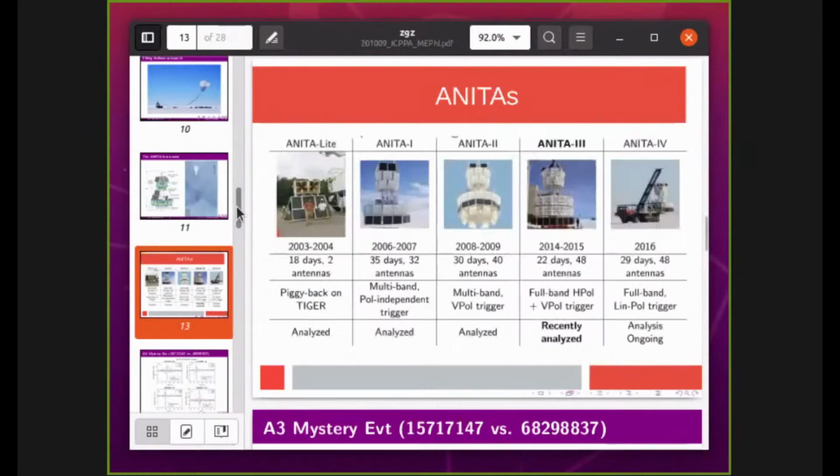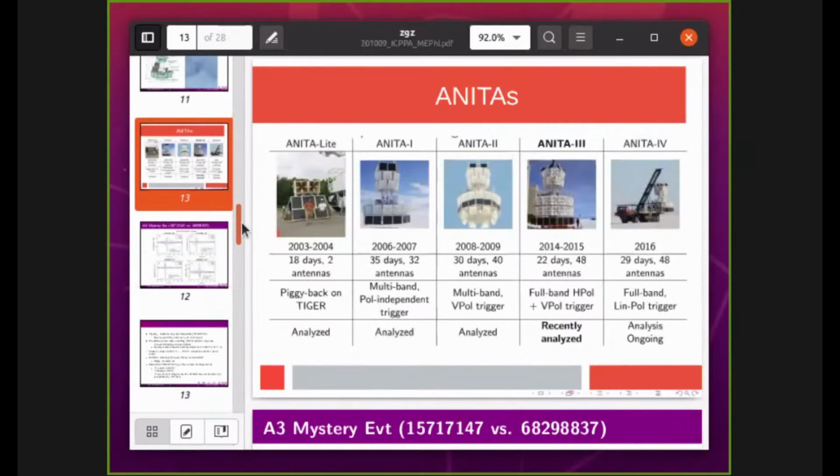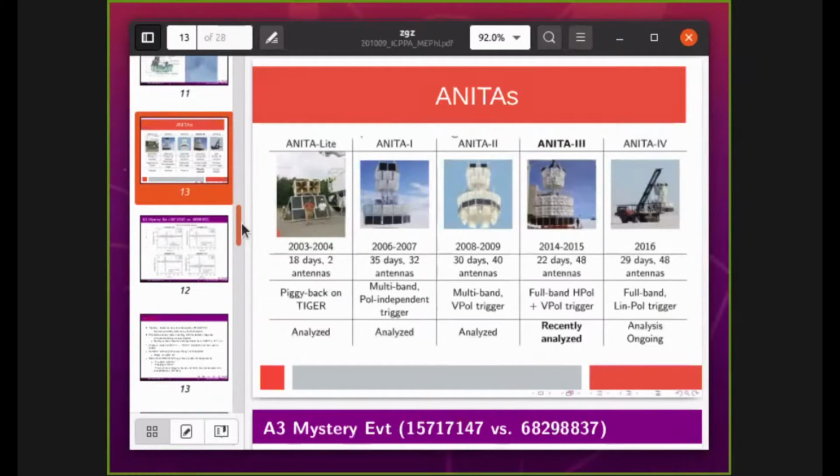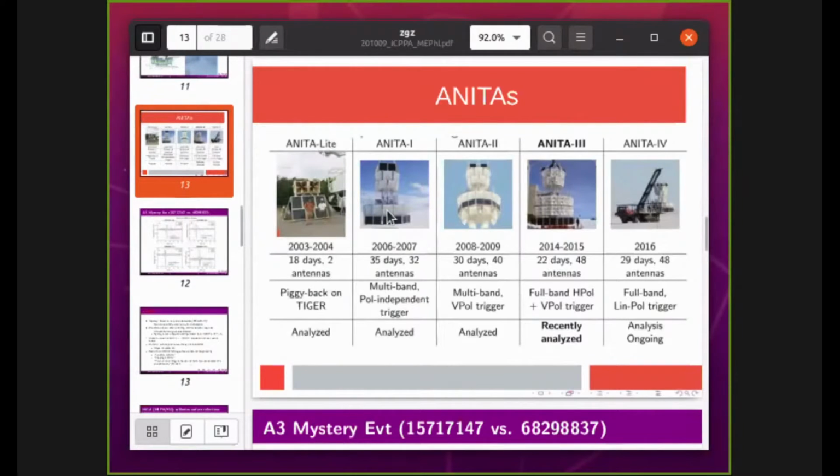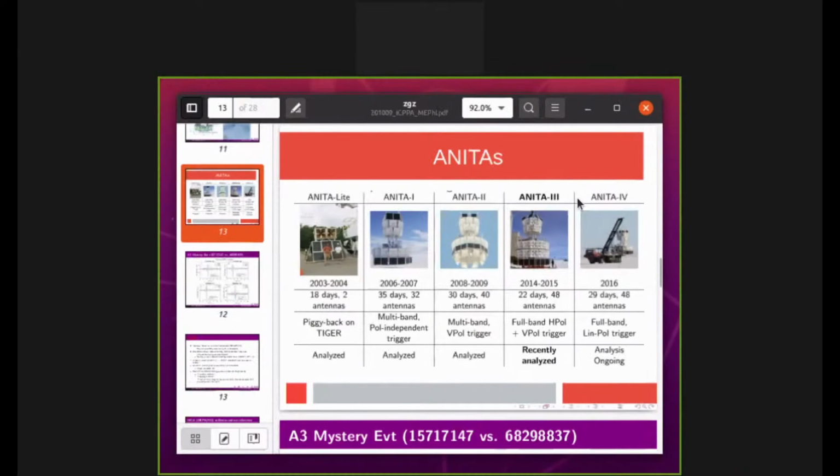Okay, there have been actually now 5 different Anita flights. There was the initial prototype, then Anita 1 in 2006, 2007. And as time goes on, you can sort of see how the payload gets increasingly complex. The most recent flight, Anita 4, happened in 2016. And the most recent physics results to emerge from Anita 4 were just released in the last couple of months, and I'll talk about those in a second.